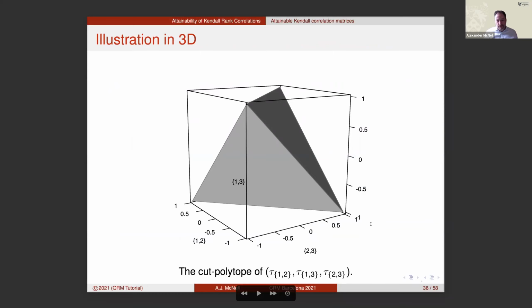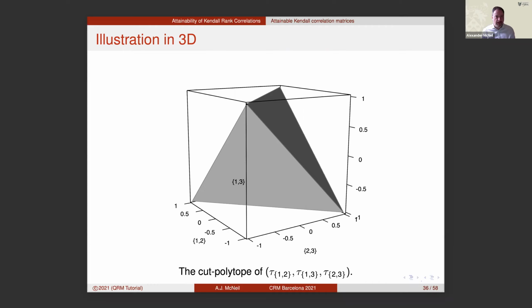So let's suppose in 3 dimensions there would be 3 values of tau. When we look at this set, we can just look at the off-diagonal elements of the matrix. In the case of 3 dimensions, there are 3 of them. We have the correlation of 1 and 2, the correlation of 1 and 3, and the correlation of 2 and 3. And they've got to live inside that gray shape, which is called the cut polytope. And so any point outside of that shape would not be attainable. And in R, I'll give you examples which illustrate that. So that's the cut polytope, that particular shape.